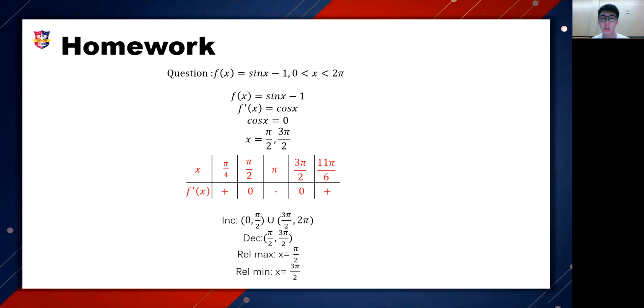So the entire function increases from 0 to pi over 2 and from 3 pi over 2 to 2 pi. And it decreases from pi over 2 to 3 pi over 2. Then it has a relative maximum at x equals pi over 2, and a relative minimum at x equals 3 pi over 2.